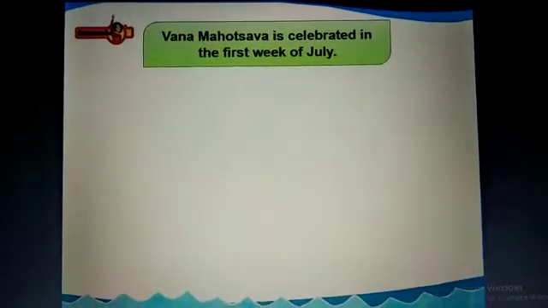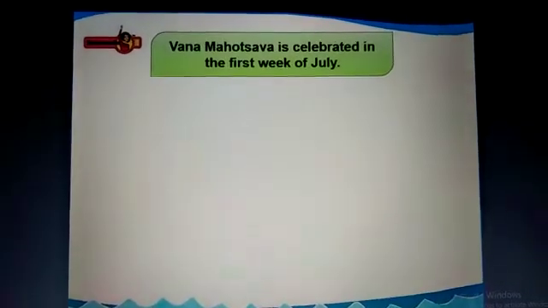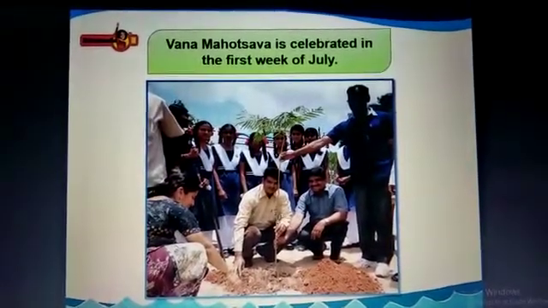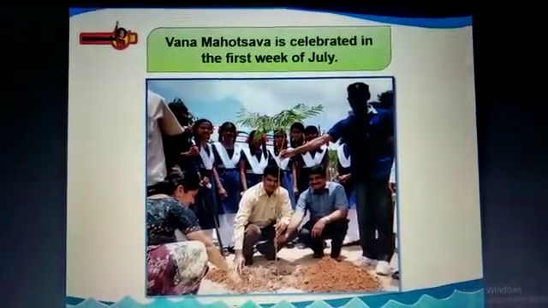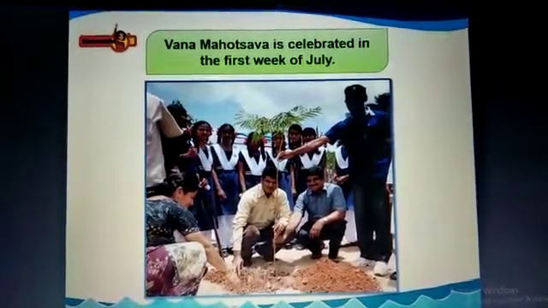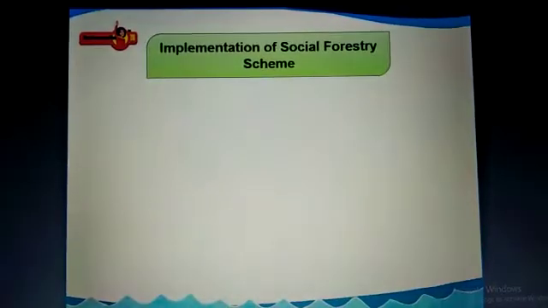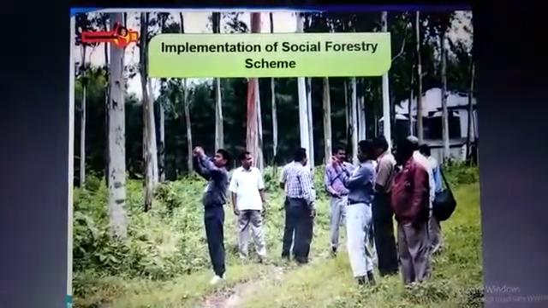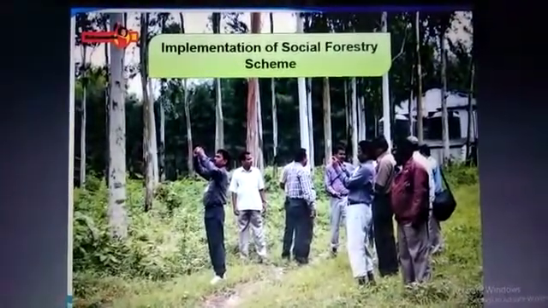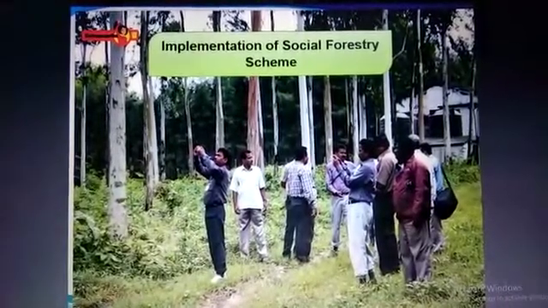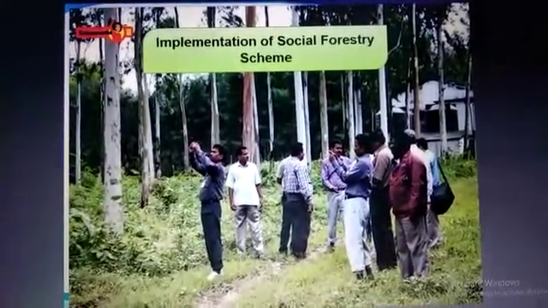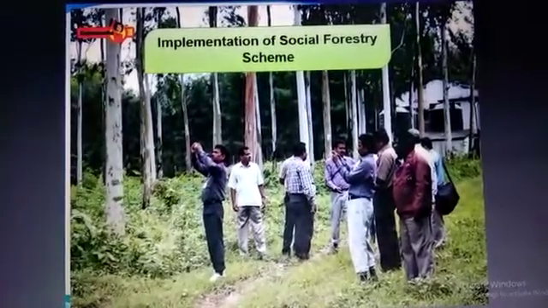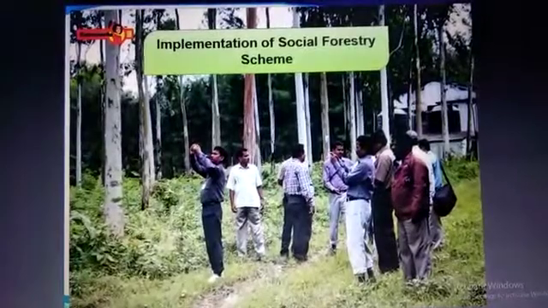The government also encourages people to plant trees through Van Mahotsav celebrations, which take place in the first week of July every year. The government has also started a social forestry scheme. Through this scheme, the government supports rural people to plant more and more trees. These trees will fulfill their requirements of fuel, wood, fodder, timber, herbs, fruits, etc.